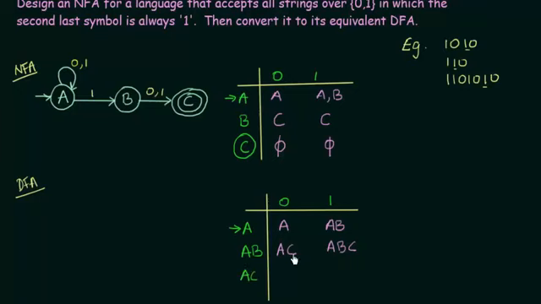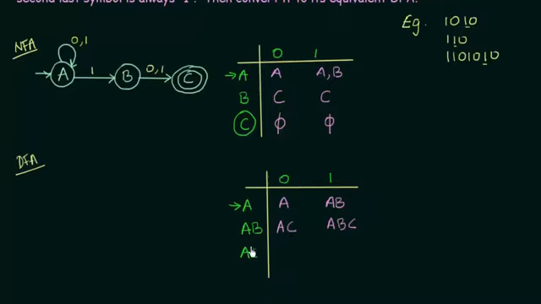AC on getting input 0, where does it go? I have to come to this table and perform the union operations of A and C. So on getting input 0, the union operation of A and phi, which is A itself. And on getting input 1, union operation of A, B and phi. So it is AB. Okay, now we have finished, and from here we see that the next states reachable are A and AB. So I've already mentioned A and AB.